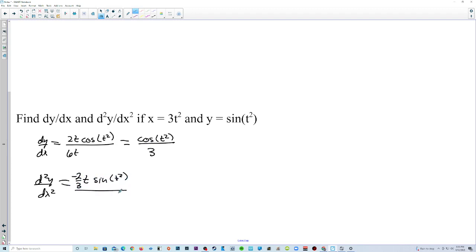But here's the trick, and here's why I picked this one. You have to divide by dx/dt again, so over 6t. So, I mean, you could have negative 2 over 18 sine of t squared, and if this was multiple choice, we'd have 1/9 sine of t squared.